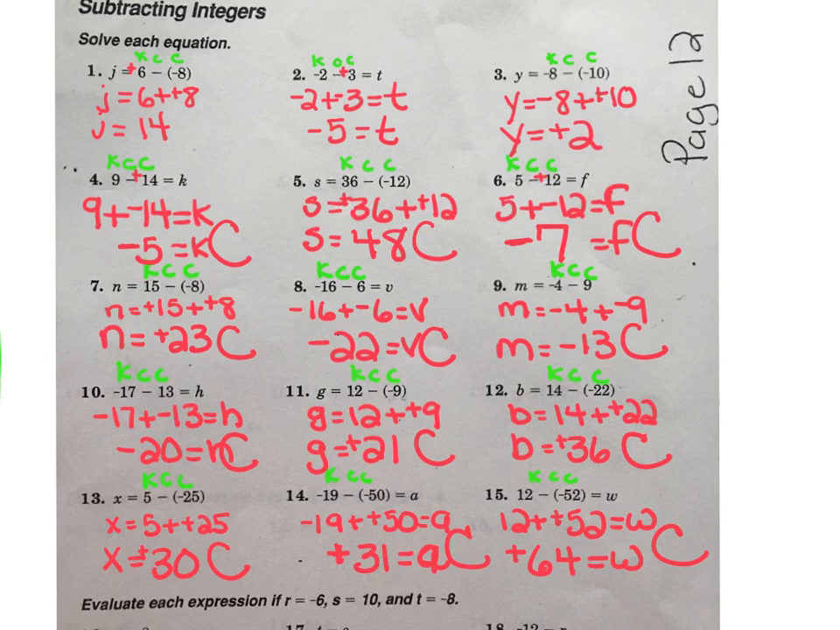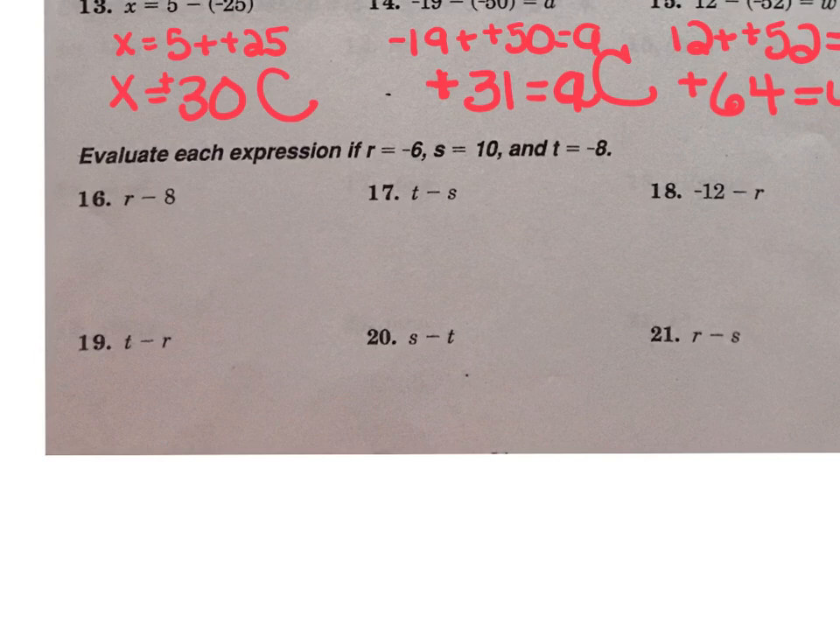Let's try the bottom and work with some expressions. As you can see, at the bottom of the page, you've been given a let statement. Each value has been defined for you. It states, evaluate each expression, let R equal -6, S equal positive 10, and T equal -8. It's your job to put the values into each expression and then apply the rules for subtraction and funnel it down until it's one value.